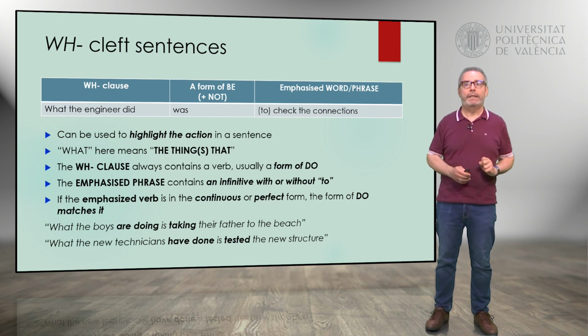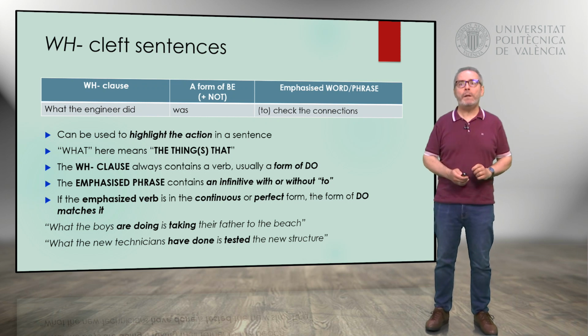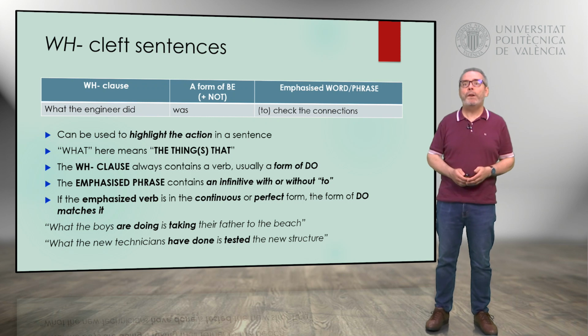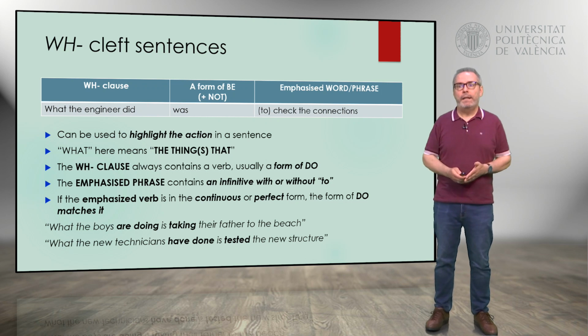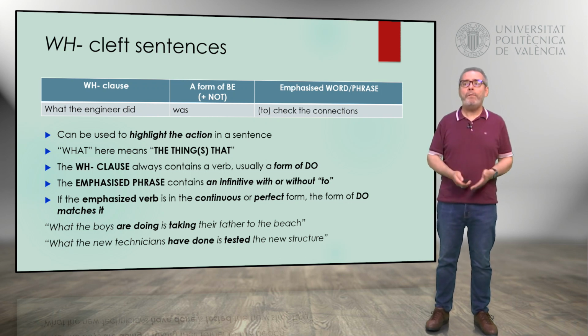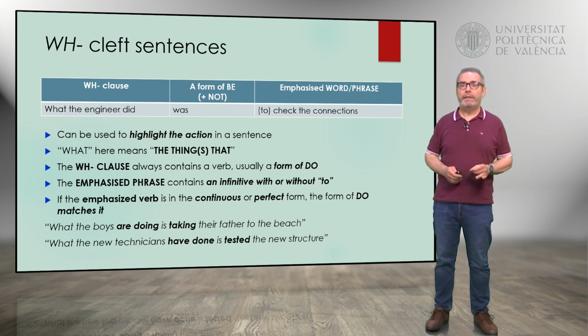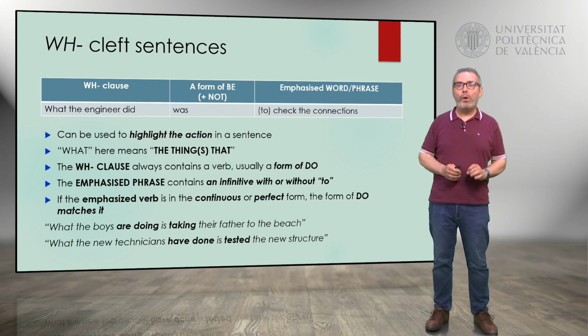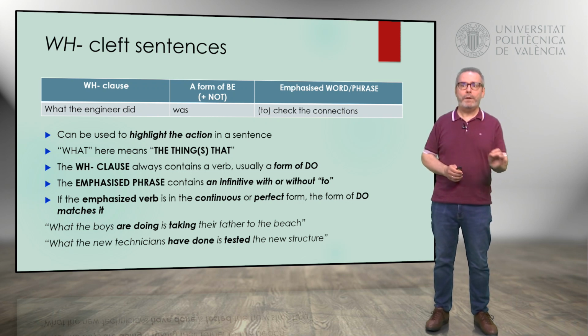or the things that. The WH clause always contains a verb, and it is normally a form of the verb to do. And the emphasized phrase contains an infinitive that can come with or without to. If the emphasized verb is in the continuous or perfect form, then do echoes or matches it. For example, what the boys are doing is talking. Then we have doing and talking.